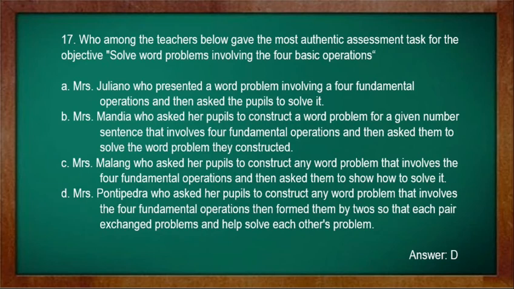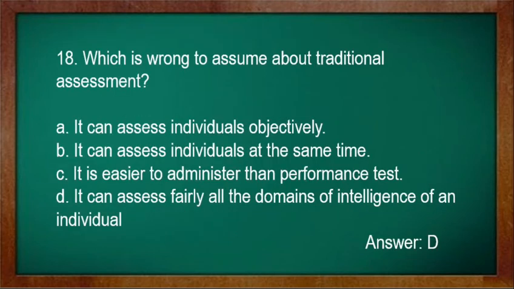Answer, D. Number 18. Which is wrong to assume about traditional assessment? A. It can assess individuals objectively. B. It can assess individuals at the same time. C. It is easier to administer than performance test. D. It can assess fairly all the domains of intelligence of an individual.